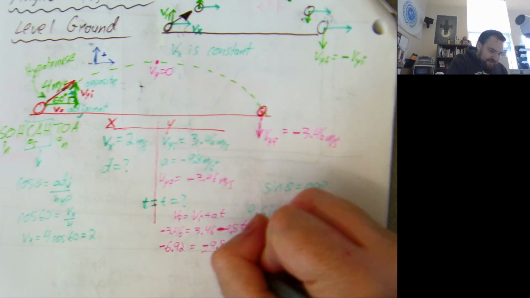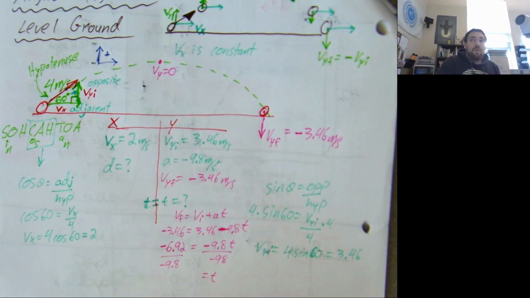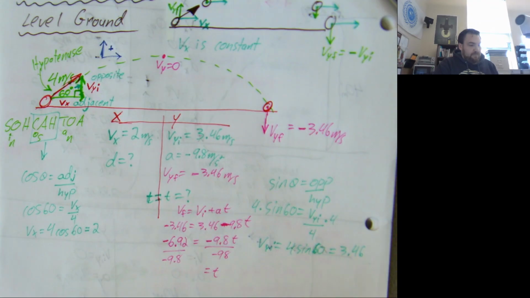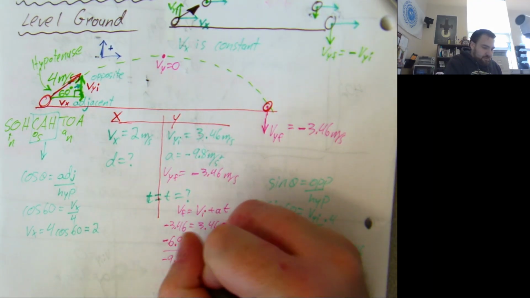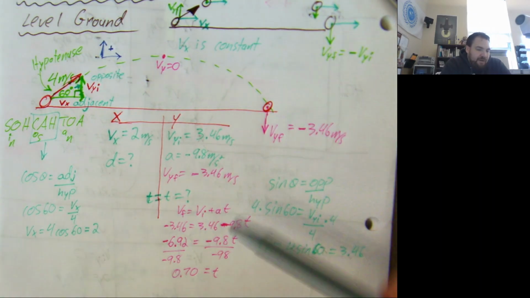So now I'm going to divide this thing by negative 9.8. I'm going to divide by negative 9.8, and we're going to get a time of what? Point what? 0.70? Okay.